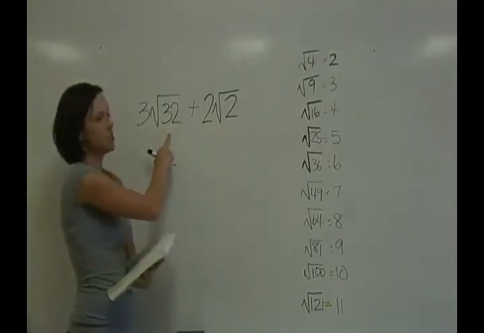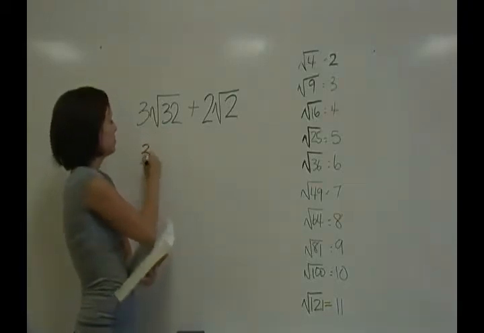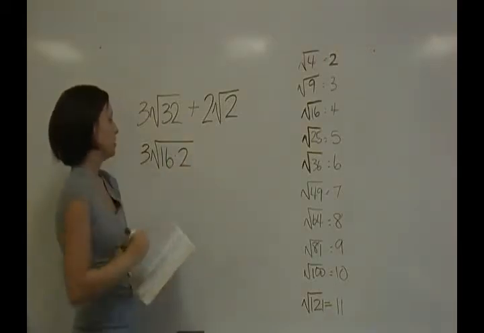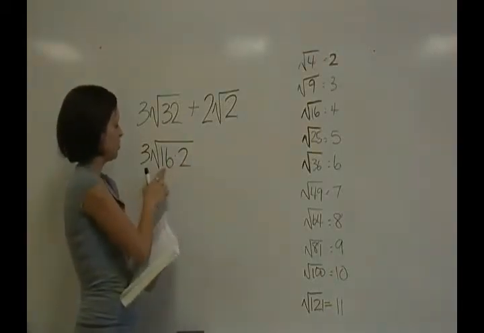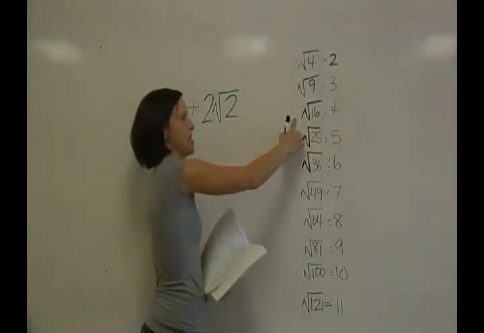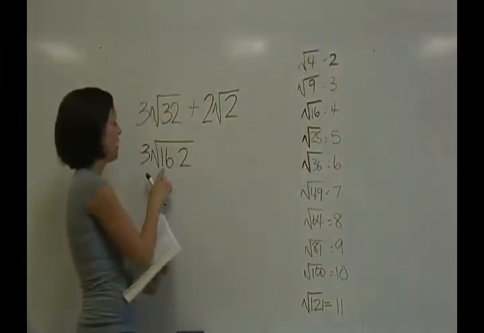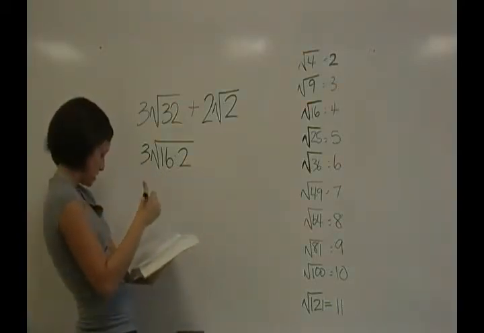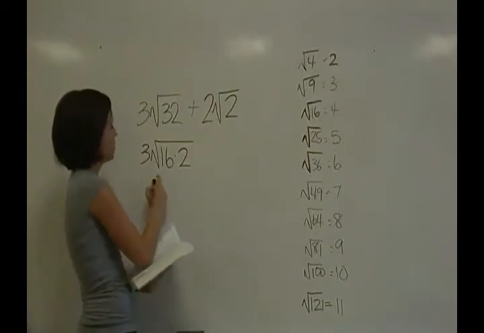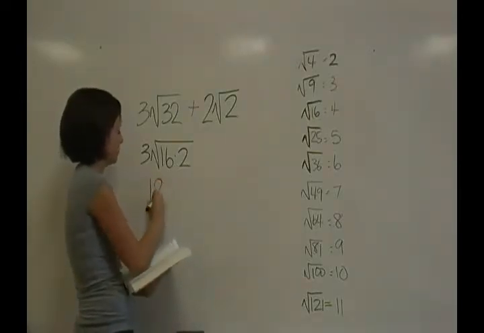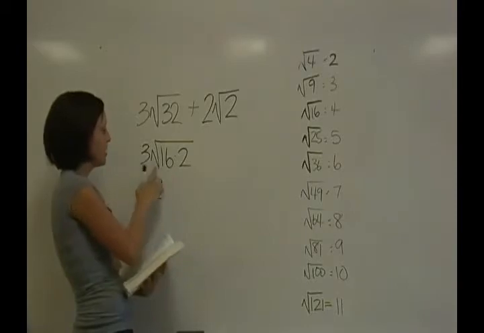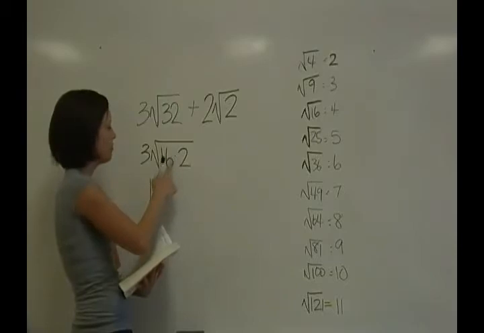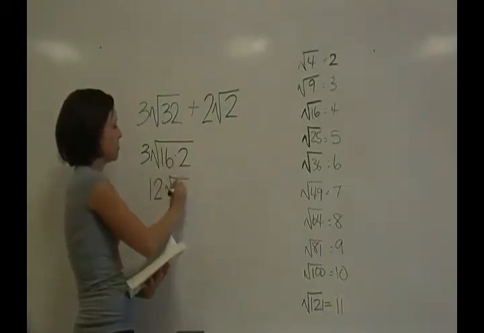We're looking at 32. You can multiply 16 times 2, and it's the same thing. If you look at 16 and we look on our cheat sheet, it's 4. So you can pull that 4 out. When you pull the 4 out, you're going to get 4 times 3, which is 12. Okay? So anytime something pulls out and there is a whole number here, you just multiply them. So you've got 12, and what's left under the radical, square root of 2.